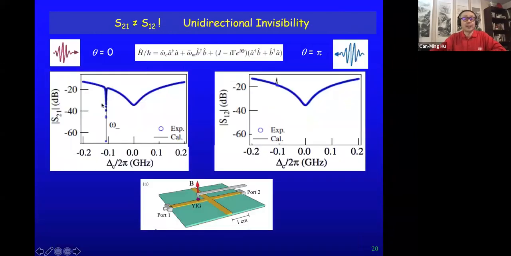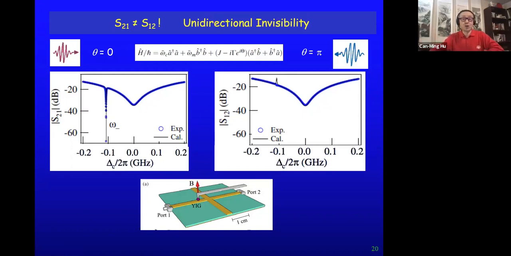Now that is the situation if you're sending your microwave from port 1 to port 2. Once you send in your microwave from port 2 to port 1, as I explained to you, you will have a different Hamiltonian with a different phase. This phase depends on the microwave traveling direction. And if you reverse the direction, this phase changes by a factor of pi, so that you get a different coupling. And now you still have two modes. The cavity-like mode looks similar. The magnon-like mode is completely changed.